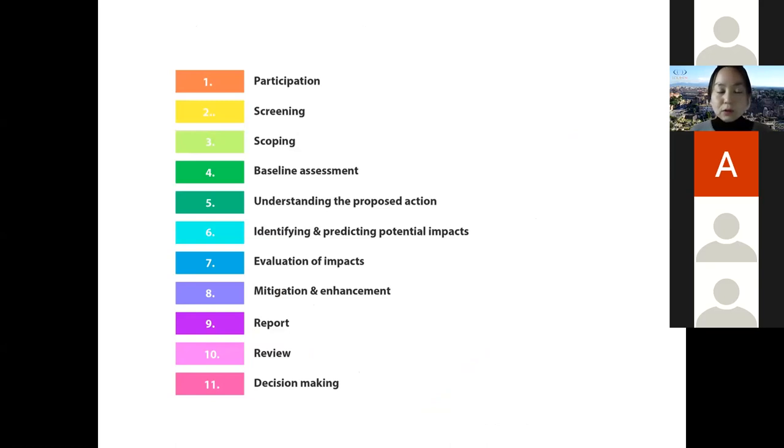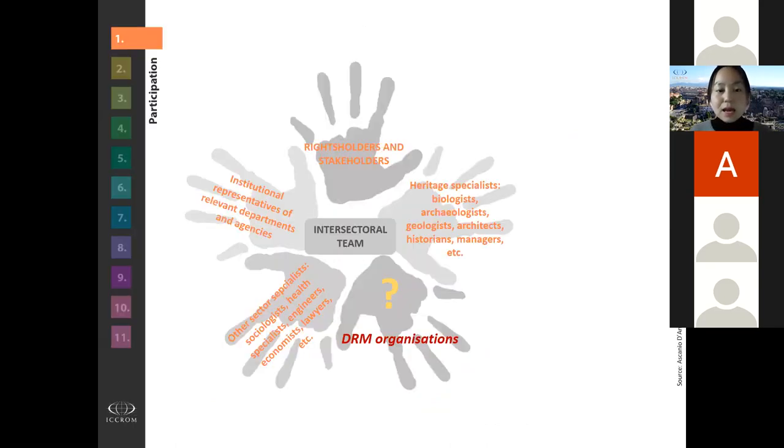Now, by now you've become accustomed, I think, to this rainbow list of the steps depicting the different processes of impact assessment. And I just wanted to add a few more things to these particular steps that you can think about, and make sure that you're also addressing DRM needs as well. So when you're talking about participation, when you talk about all the different institutions and departments and agencies that you need to involve, you also need to involve environmental organizations to be able to identify different climate change issues. You also need to involve DRM, disaster risk management organizations. And this could include the fire brigade.